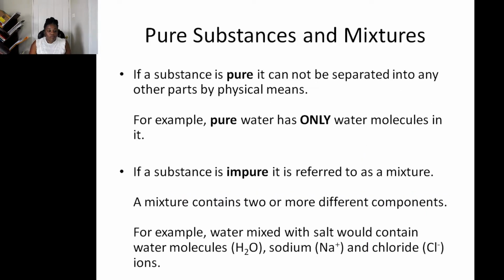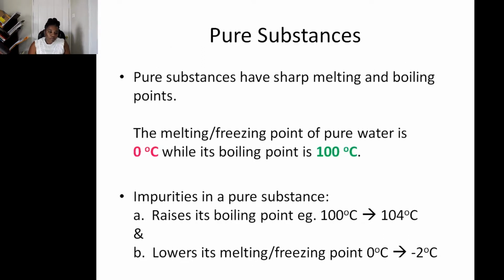If a substance is pure, it cannot be separated into any other parts by physical means. For example, pure water has only water molecules in it. If a substance is impure, it is referred to as a mixture. A mixture contains two or more different components. For example, water mixed with salt will contain water molecules plus the sodium ions and the chloride ions.